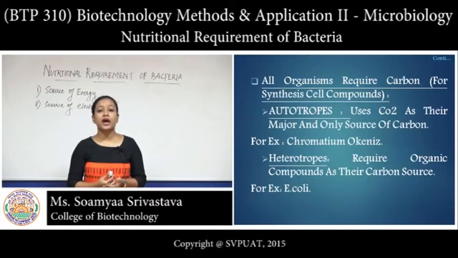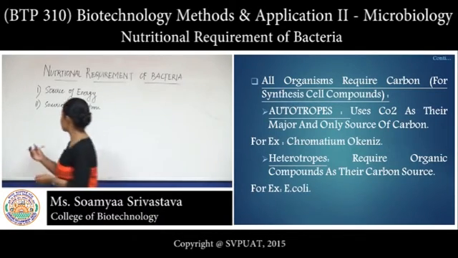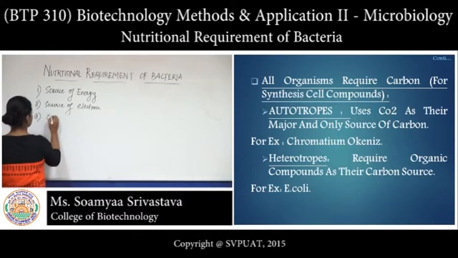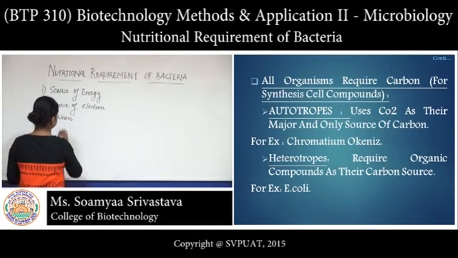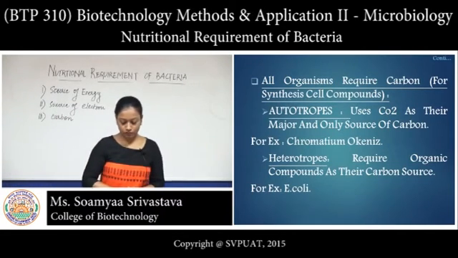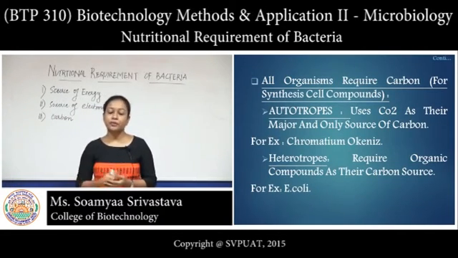Now, all organisms require carbon as a very important source, which is required for the synthesis of the cell wall components. On the basis of the requirement of carbon, there are autotrophs and heterotrophs. Autotrophs are those organisms which use carbon dioxide as the major and only source of carbon, whereas heterotrophs are those organisms which require organic compounds as their source of carbon.